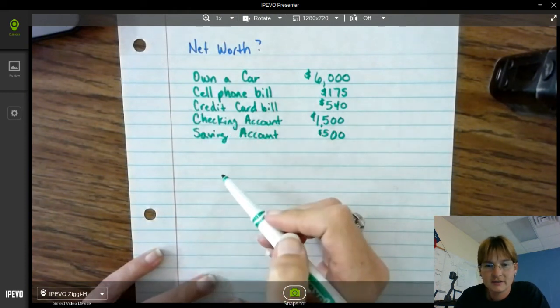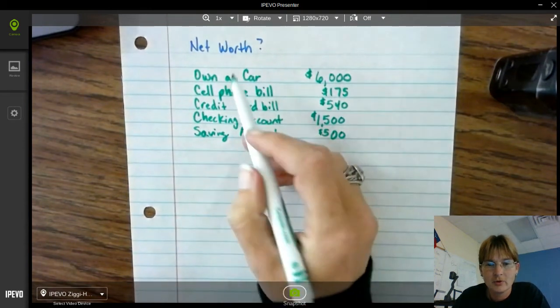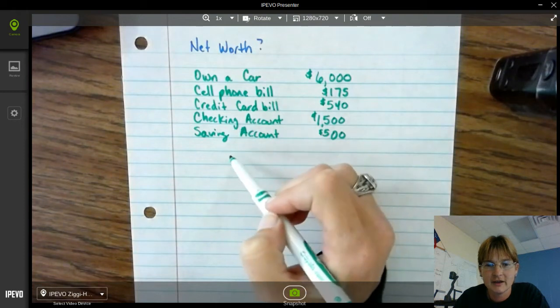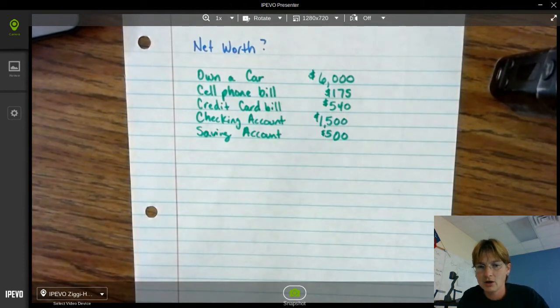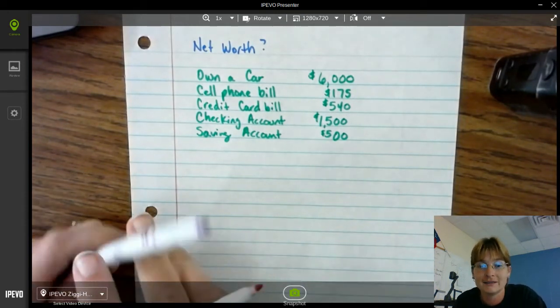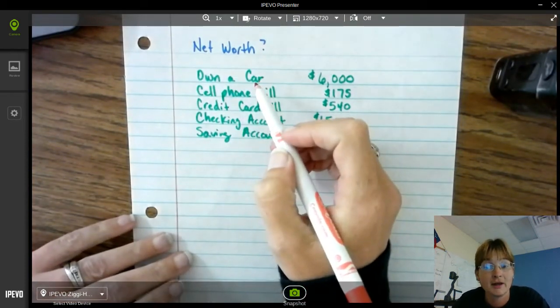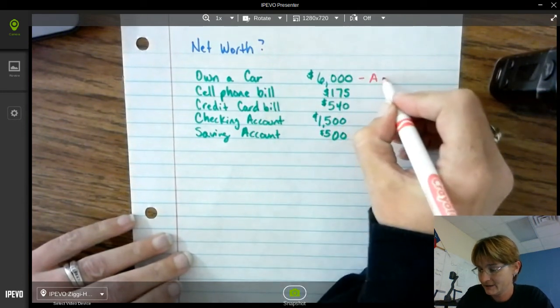We're going to go ahead and stop our list here because I don't want to get redundant. So you own a car, you have a cell phone bill, a credit card bill, a checking account, and a savings account. The first thing to do is to determine what each one is, whether it is an asset or a liability. First we're going to identify our assets. Owning a car is an asset. I don't have a car loan, I'm not leasing it.